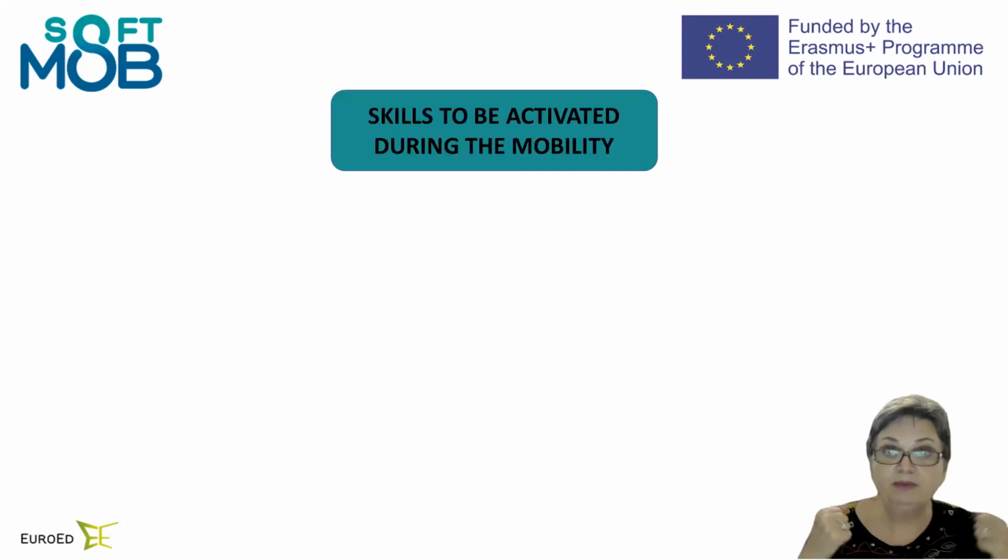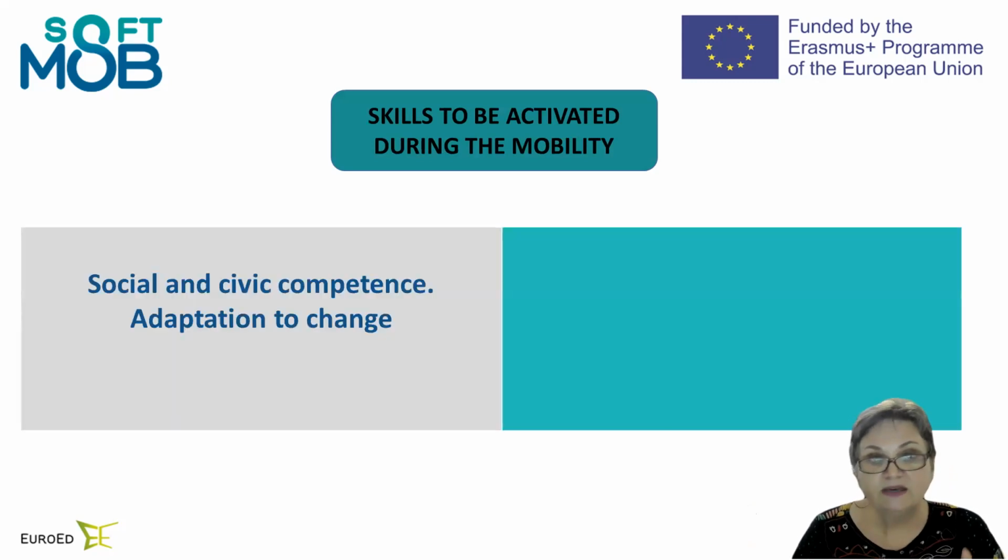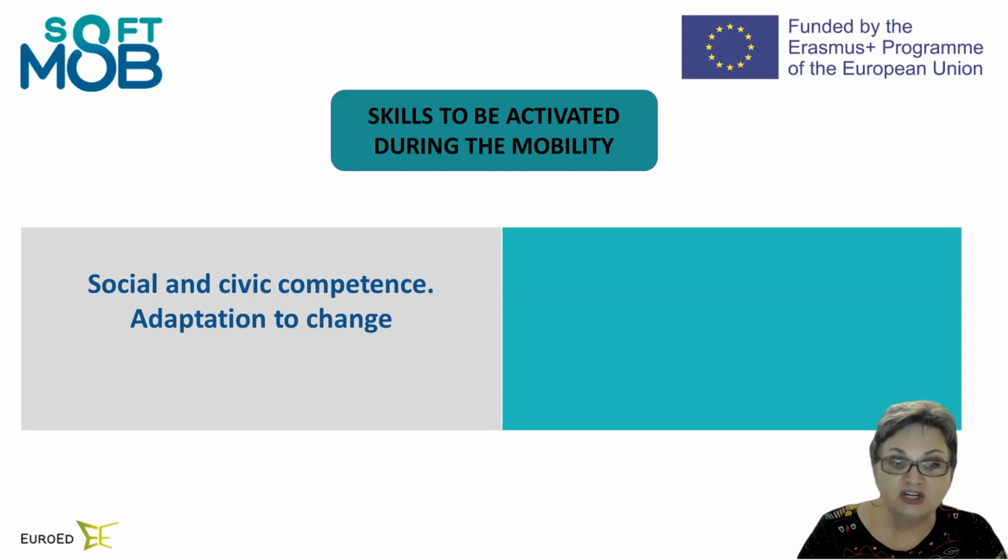So during a mobility, we took into consideration two important categories of skills: transversal skills, but also those related to work. The first ones refer to social and civic competence and adaptation to change. This involves managing insecurity. That means accepting and operating productively in unexpected and unforeseen circumstances.